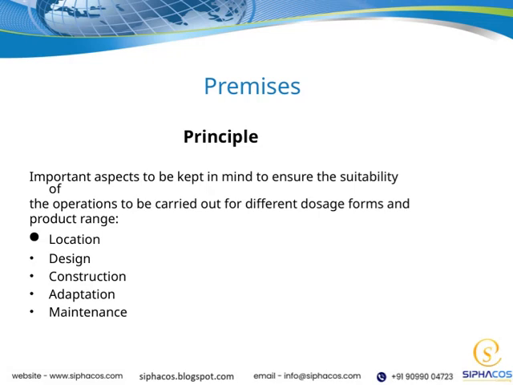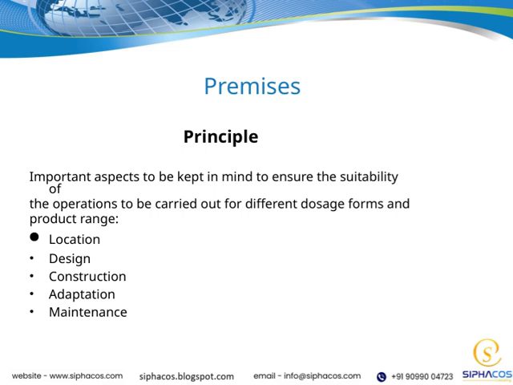Let's talk about the principle behind ensuring our operations are suitable for different dosage forms and product ranges. There are several important aspects we need to keep in mind. First is location. Choosing the right place is crucial to meet regulatory standards and optimize workflow. Next is design. The layout should facilitate efficient and safe manufacturing processes. Construction also plays a key role. The facilities must be built with quality materials and proper engineering to prevent contamination and ensure durability.